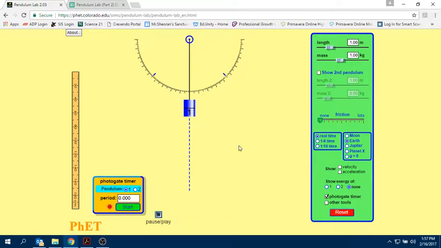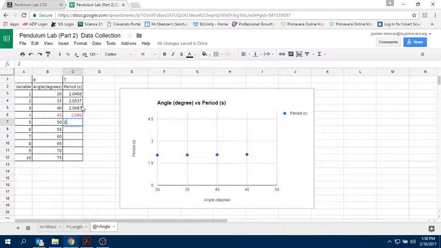All right, let's do our final one. So 50. All right, 49, 50. All right. Pendulum, so photogate timer and 2.1057. All right, and there we are. So take a look. We're getting a pretty straight, flat across line.